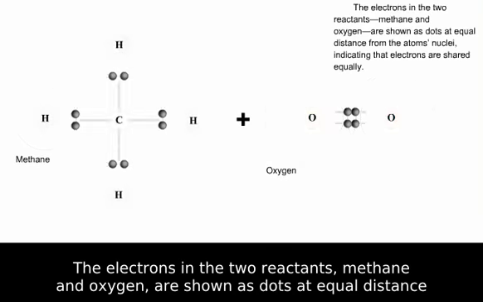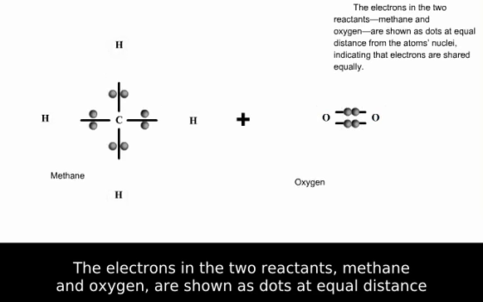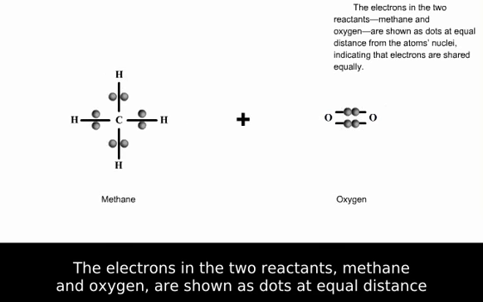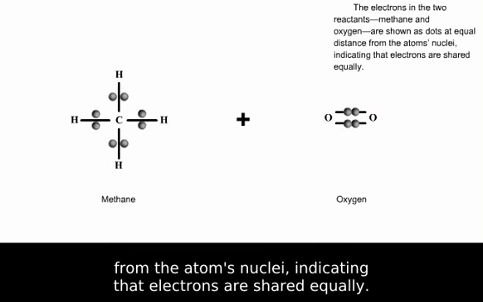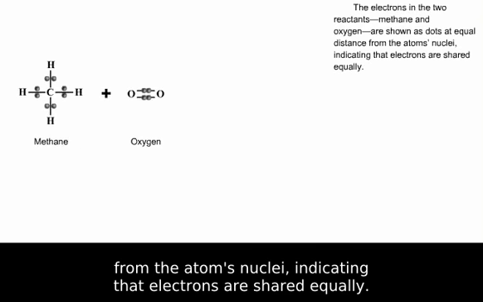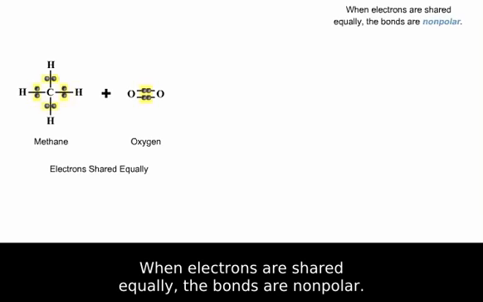The electrons in the two reactants, methane and oxygen, are shown as dots at equal distance from the atom's nuclei, indicating that electrons are shared equally. When electrons are shared equally, the bonds are nonpolar.